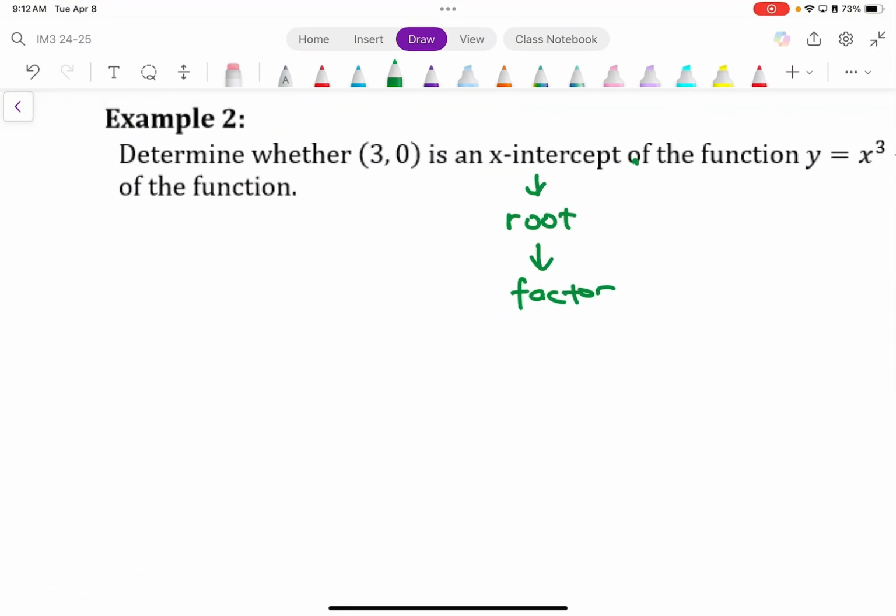Think about how I showed you that these are the same. 3 comma 0 is an x-intercept. If 3 comma 0 is an x-intercept, then what is the root? It's just a number. What's the number? 3. So 3 comma 0 is an x-intercept. That means 3 is a root. So what would the factor be then? We would have x, 3 equal to 0. Would I need to add 3 or subtract 3 in this equation? I would need to subtract. It's the opposite. So x minus 3 equals 0. So x minus 3 is a factor.